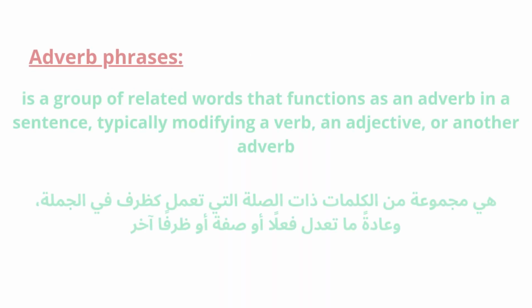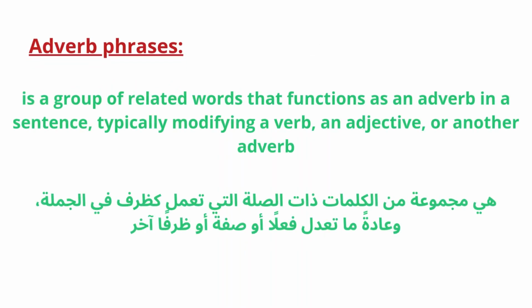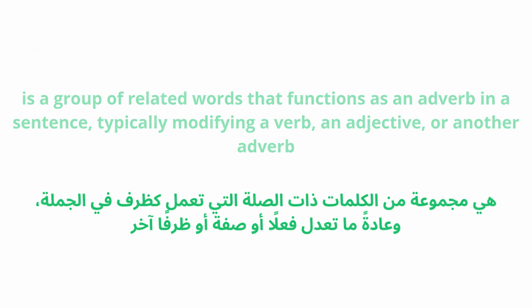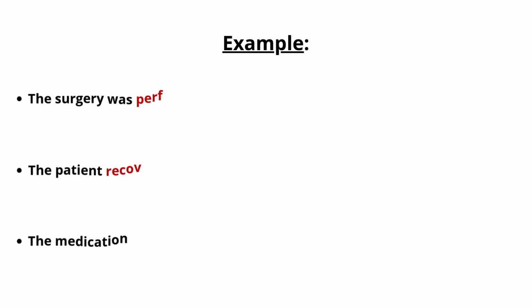So now we'll see the adverb phrase. An adverb phrase is a group of related words that functions as an adverb in a sentence, typically modifying a verb, an adjective, or another adverb. Let's see, we have here 3 examples.